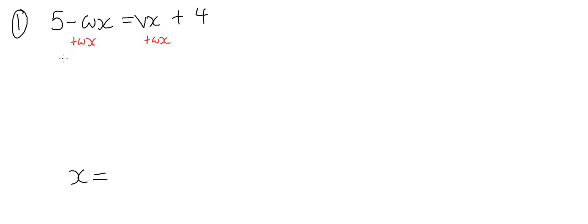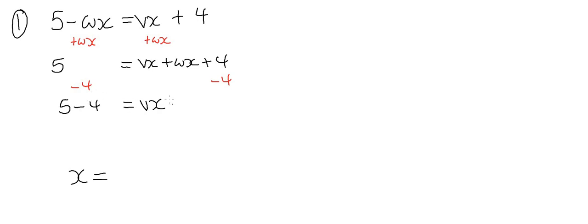So when I do that, I'm going to get 5. I have minus and plus, so they cancel each other out. Now I've got vx plus wx plus 4. Now, this 4 has nothing to do with my x, so I'm going to move that. I'm going to subtract that 4 from this side, which means I have to subtract the 4 from that side. So now I'm going to have 5 minus 4 on this side, and vx plus wx on the other, and that 4 has been subtracted. So now it looks like this.